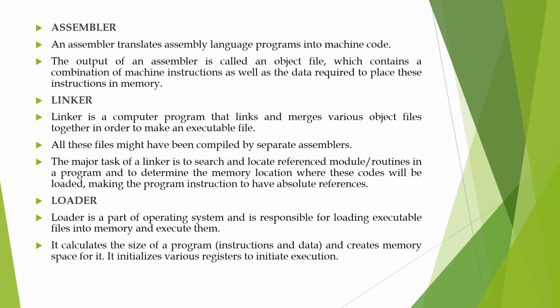The output of an assembler is called an object file, which contains a combination of machine instructions as well as the data required to place these instructions in memory. This is the assembler's work. Next comes the linker.